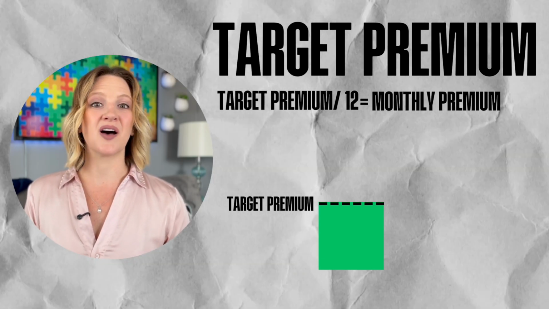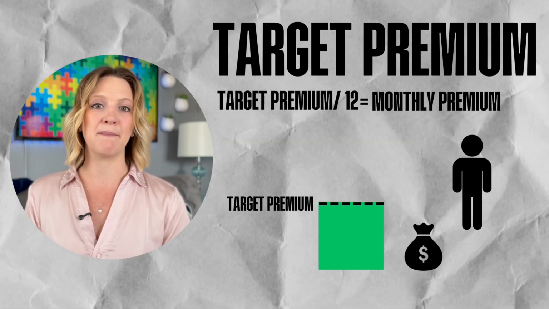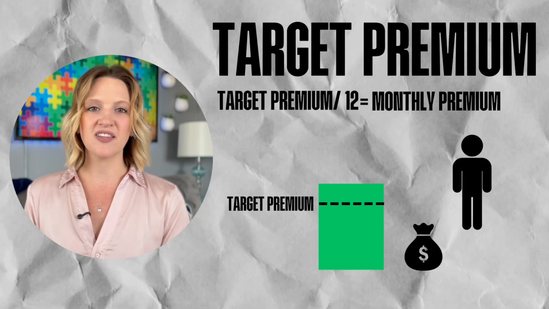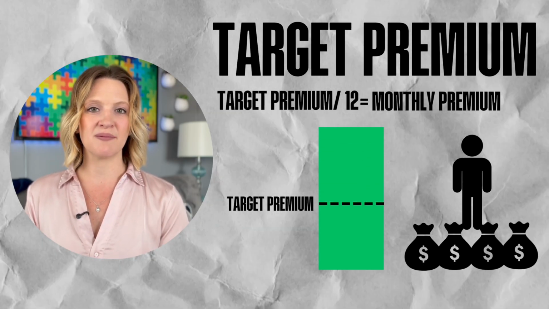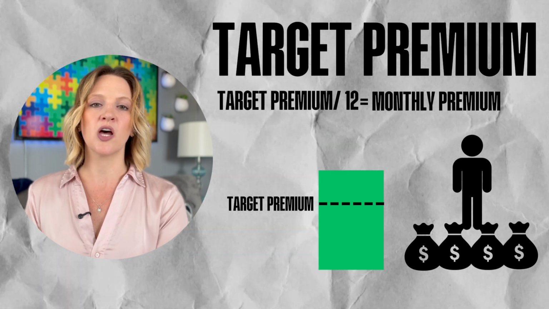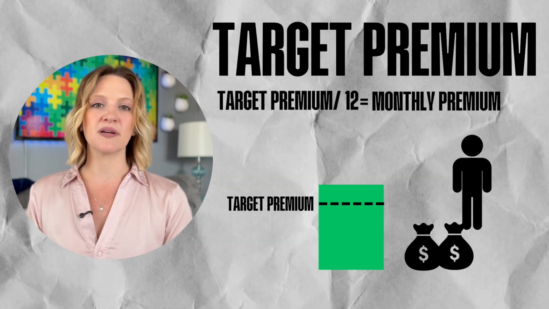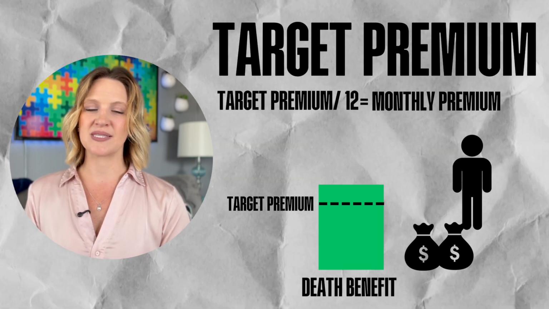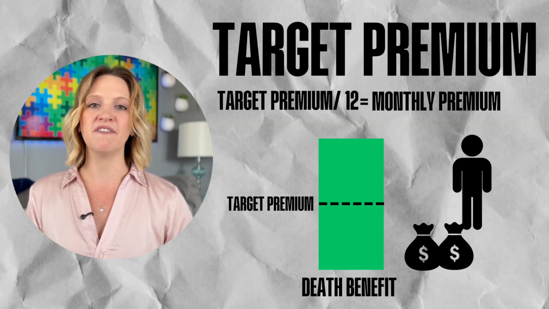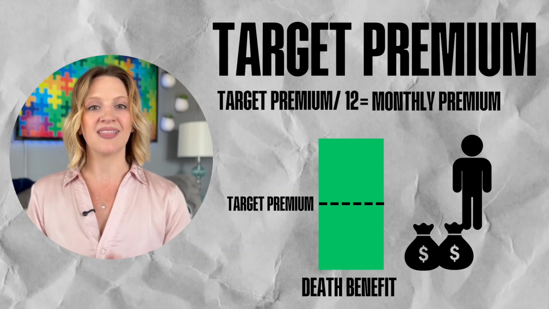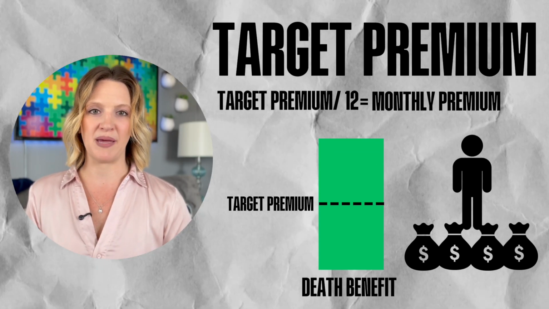The target premium is also what the agent gets paid a percentage of. So the higher the target premium, the higher your agent's commission. The lower the target premium, the lower your agent's commission. And again, this number is controlled by the death benefit. So essentially, the higher the death benefit or the more life insurance that agent sells the client, the more money they are going to get paid for that policy.